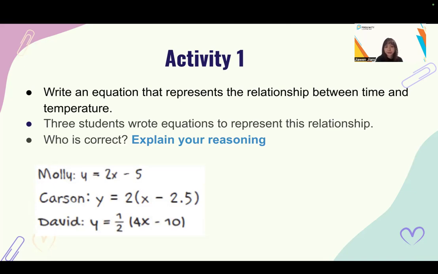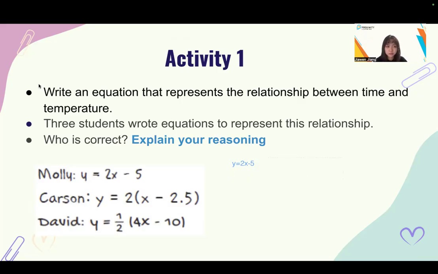So X is time, okay, and Y is temperature. Okay, great job. So time's up. So the equation is Y equals 2X minus 5, right? And also before we already completed the table and you can plug in the numbers to double check if this equation is correct. So which student is correct? It's Molly, right? So it's Molly.